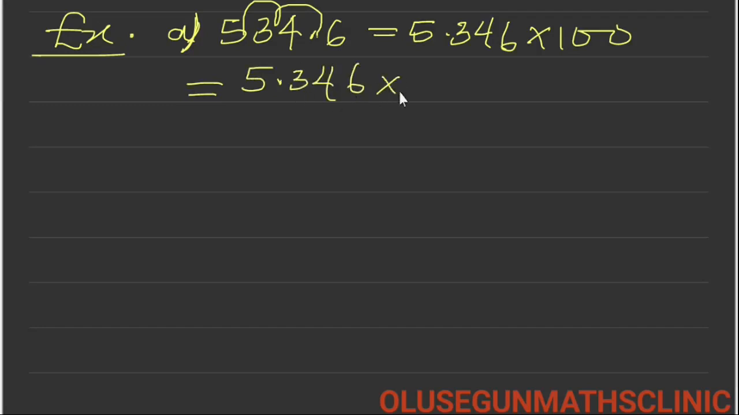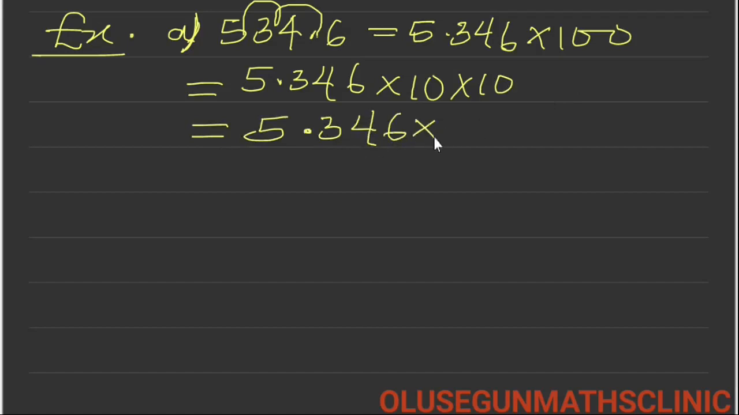So therefore, you now rewrite to have 5.346 times 10 times 10, now occurred 2 times. So we have 5.346 times 10 to the power 2. So this is how we write the standard form of given numbers. So now let's have another meaningful example. Let's call this one B.